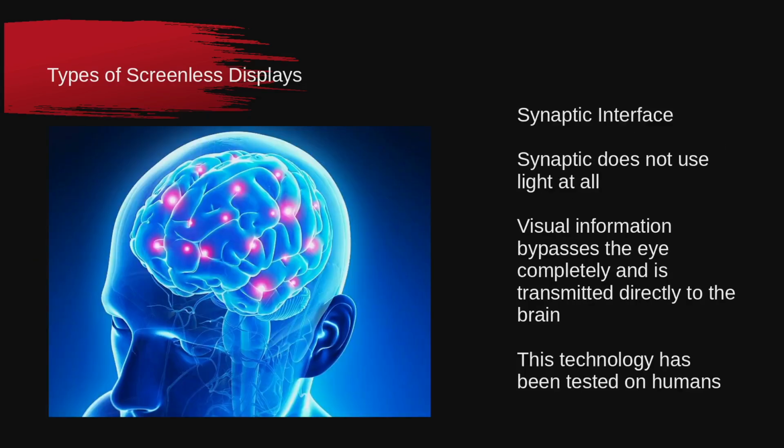The third one is probably the most scary to me, and that is the synaptic interface. In this case, you're bypassing the eye, you're not using light. Instead, you're transmitting information that your brain can interpret into a visual response. So the synapses in your brain are firing to create information from this stuff that's being generated in your brain. This technology has been tested on humans, and in fact, there are some corporations today that are even using it.